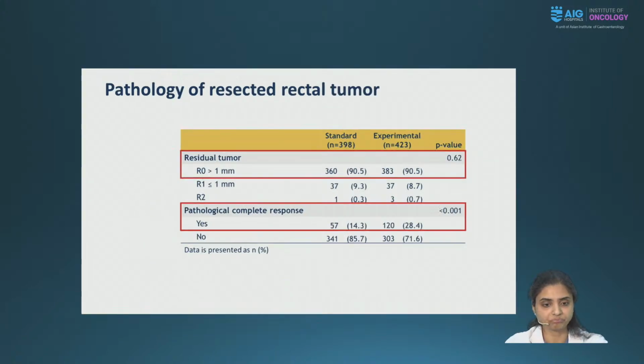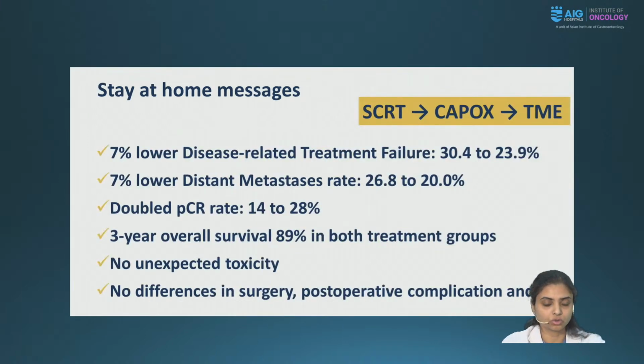breathe through. Coming to the pathology of the resected tumors, this has nothing to do with any systemic disease. But once you analyze the pathology between the experimental arm and the standard arm, definitely the R0 resections with greater than 1 millimeter distance from the circumferential resection margin are better, and also the pathological complete response is better in the short course arm. It is almost doubled. This can be attributed either to radiation as well as chemotherapy after radiation in the total neoadjuvant treatment arm.